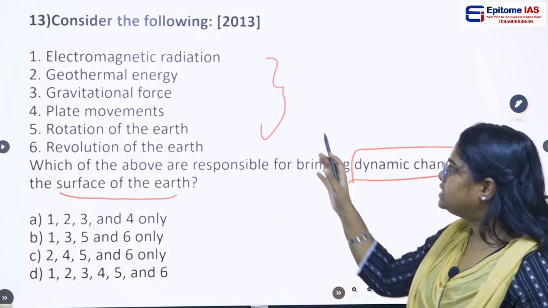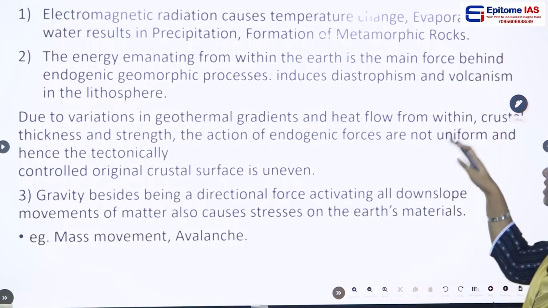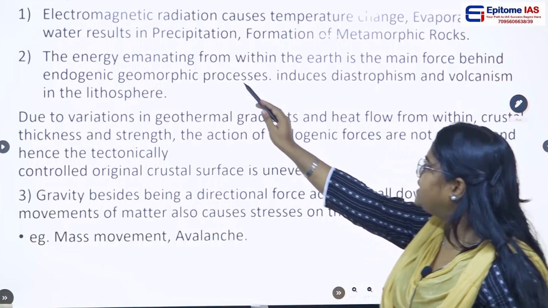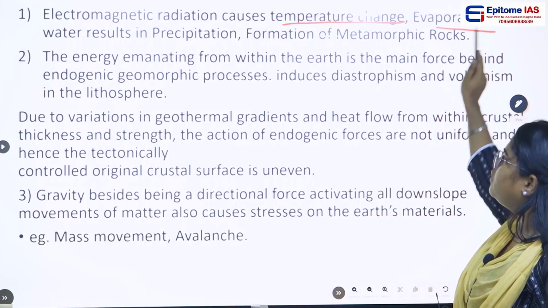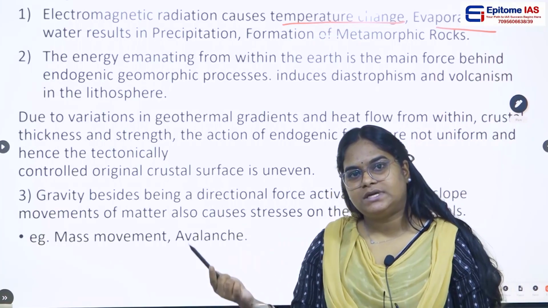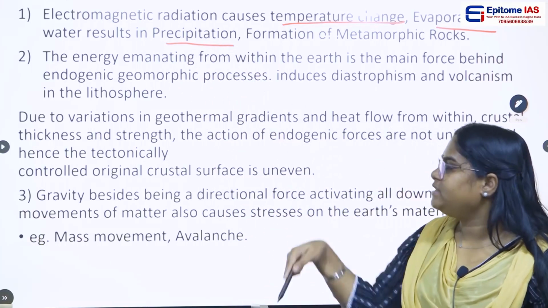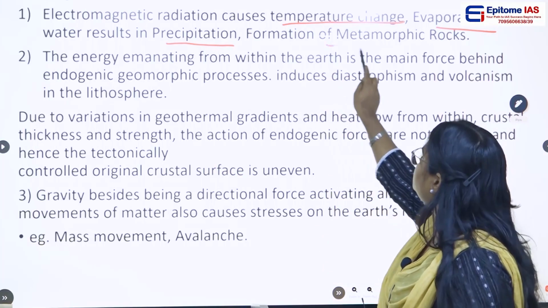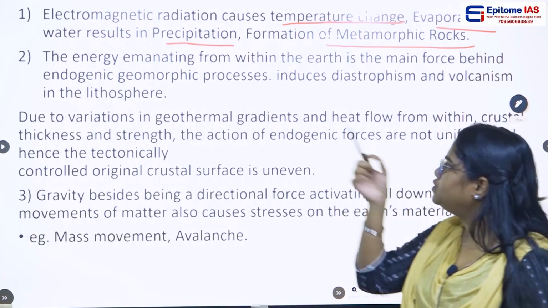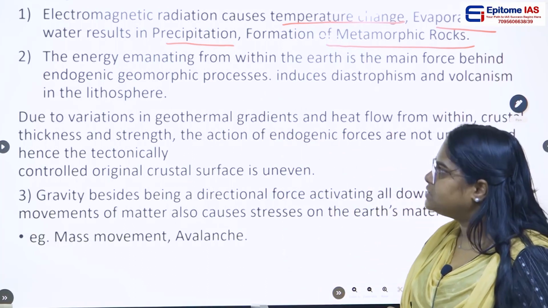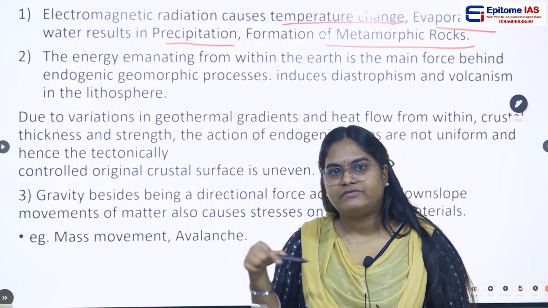So if you see the electromagnetic radiation, let us have a detailed discussion here. Electromagnetic radiation causes temperature change and evaporation of water. If water evaporation is happening, it will result in precipitation. Rain will be coming. Then formation of metamorphic rocks. So these are the processes which happen due to electromagnetic radiation. So yes, electromagnetic radiation is causing some sort of influence on the surface of the Earth.